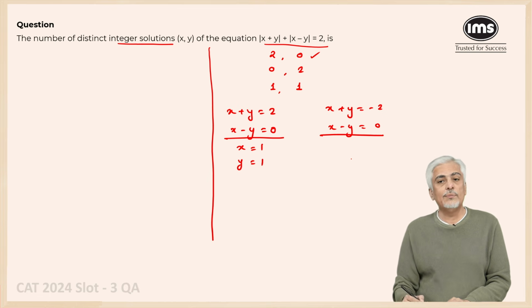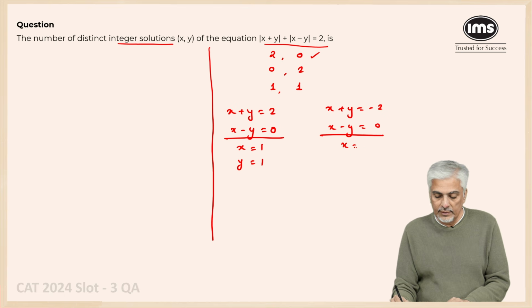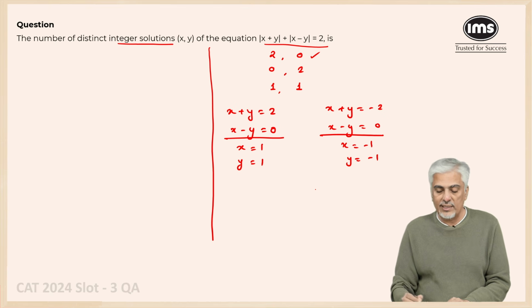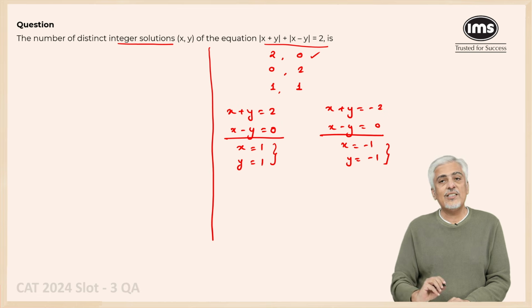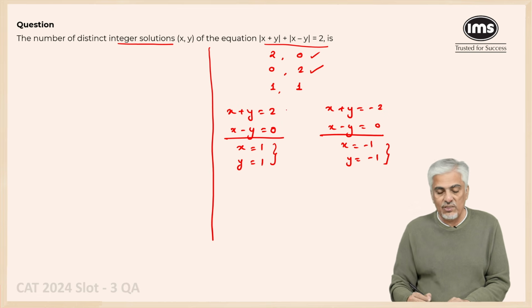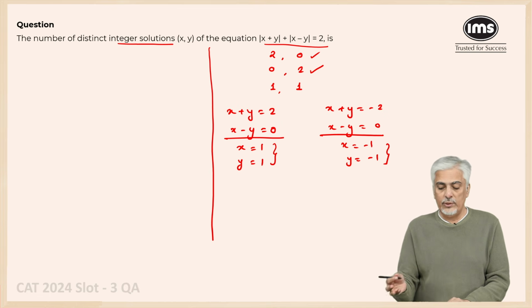So, this will give me 2x is minus 2 and x is minus 1. So, y is also minus 1. So, I already got two solutions over here. Now, the way I have explained these two solutions, exactly the same way you can have two more solutions over here. So, no need to explain that again.